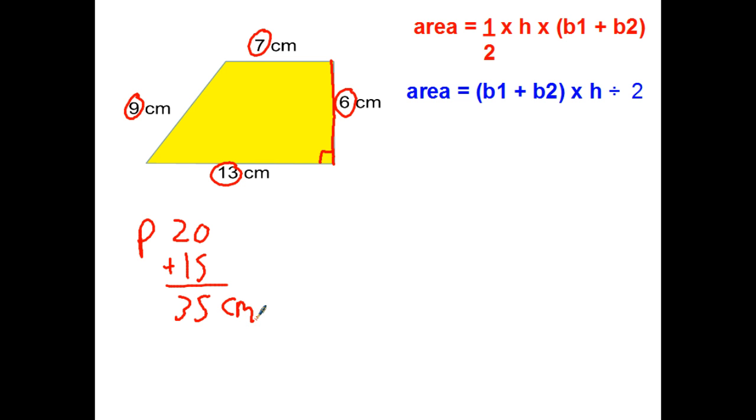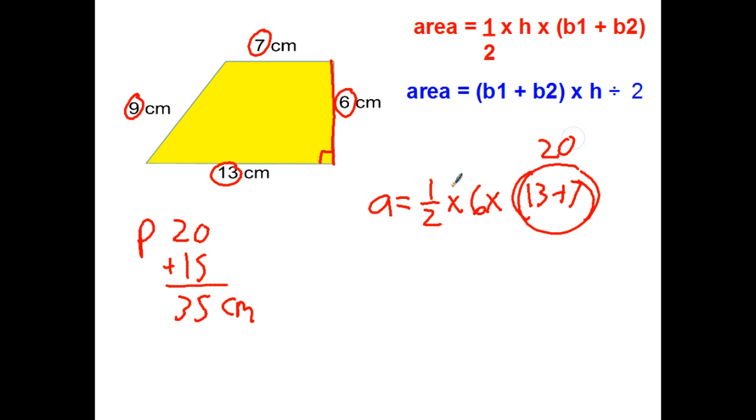My area formula is going to stay the same, even though this is half a trapezoid, which is still a trapezoid. So area equals half of 6 times base 1, which is 13, plus base 2, which is 7. 13 plus 7 gets me 20. Half of 6 is 3. 3 times 20, 60 square centimeters.